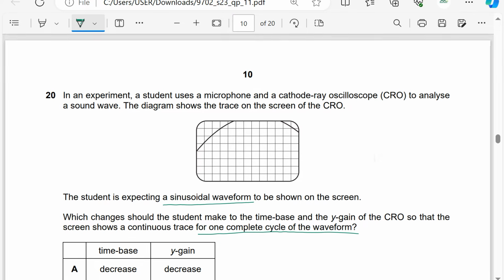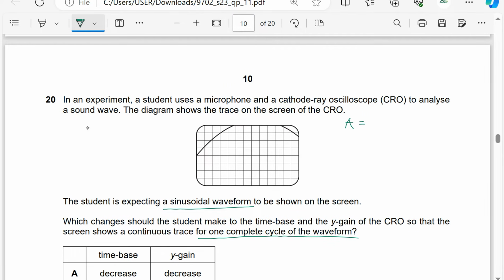If I want the amplitude, I will need the representation of the amplitude. That is, if I want one cycle, I need this representation of the amplitude, that is A, times the Y gain. The representation of the amplitude on the screen times the Y gain, which I'm going to call Y. Because we see that the amplitude is not fitting on the screen, I must adjust so that A becomes smaller.